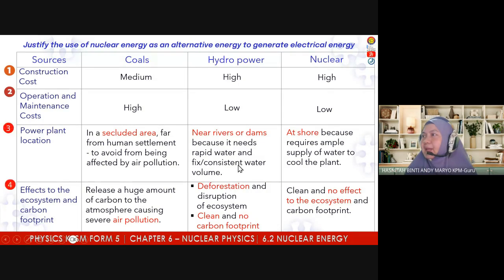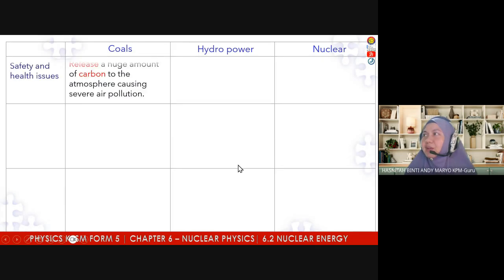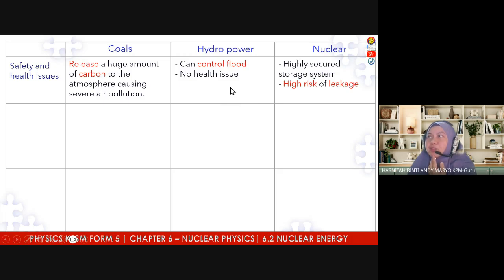Okay, then students, what is the next comparison between these three sources of electricity? According to safety and health issues, coal again releases a huge amount of carbon and causes severe air pollution. For hydropower, so far, it can be used to control floods. No health issue has arisen until today. For nuclear, it needs a highly secure area storage system, with high risk of leakage. This is one of the disadvantages.